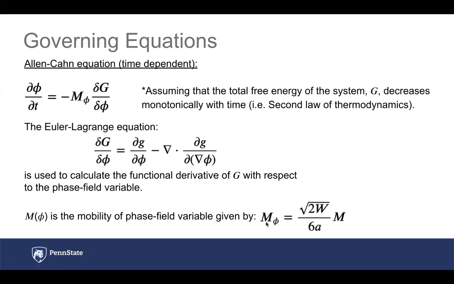The mobility of the phase field variable is defined by this equation below, and the formula is the root of 2 times the height of the double well function and M. M is the mobility of the physical variable. So the total free energy as a function of the order parameter is defined as the change in the free energy as a function of the order parameter and the gradient of the free energy as it changes with the order parameter. Next slide.